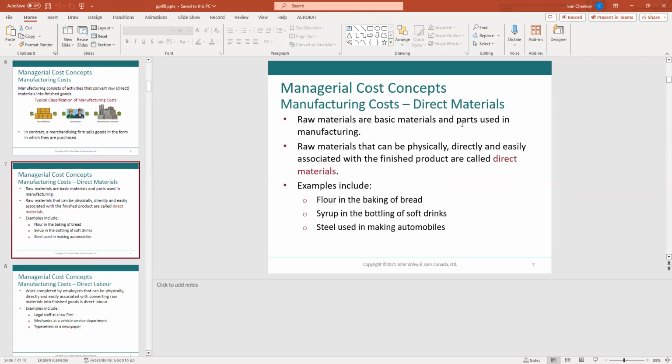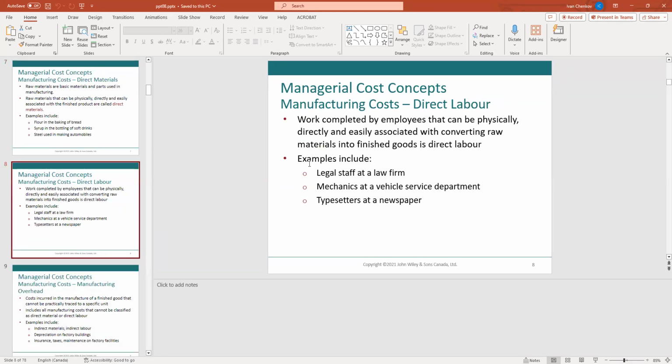Direct material is any raw material which can be easily traced and associated with the finished product. That's what we're going to call direct material. Examples would be flour if you're baking bread, syrup for bottling soft drinks, and steel if we're making an automobile. Once we have the direct material, then we can hire somebody to start working on the material in order to produce the product.